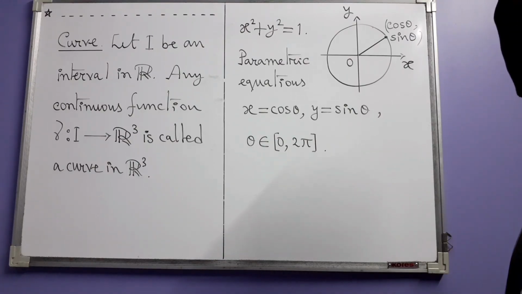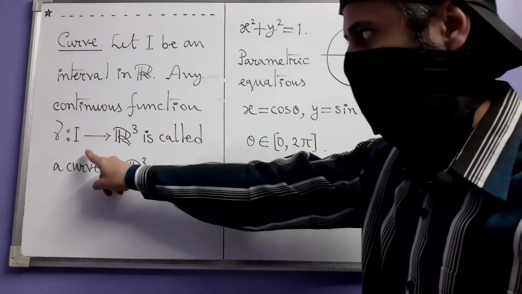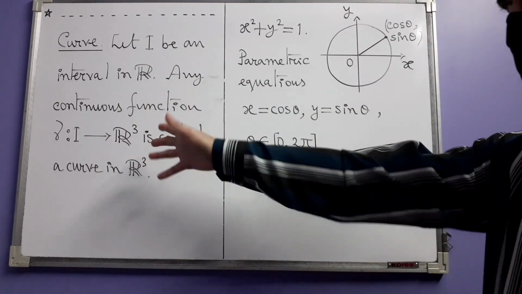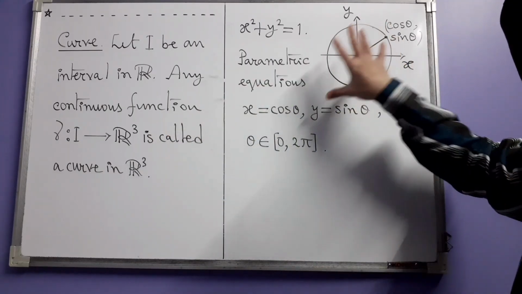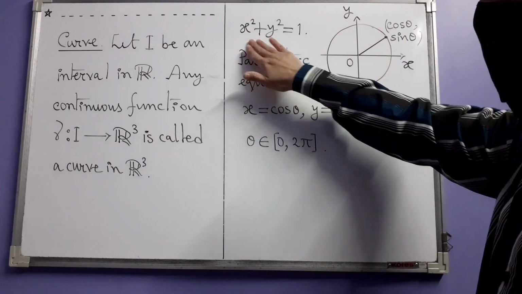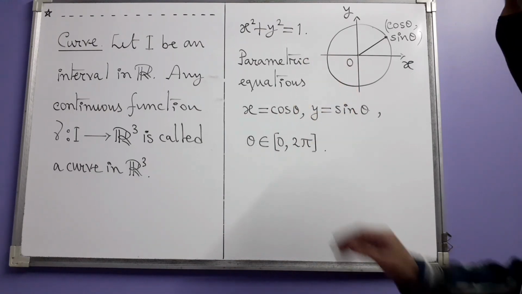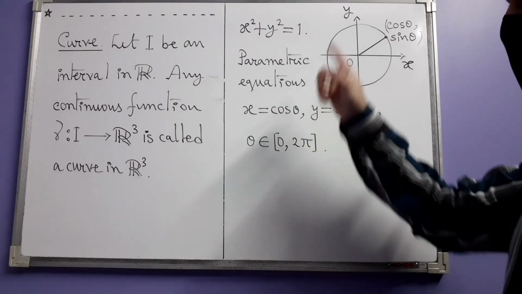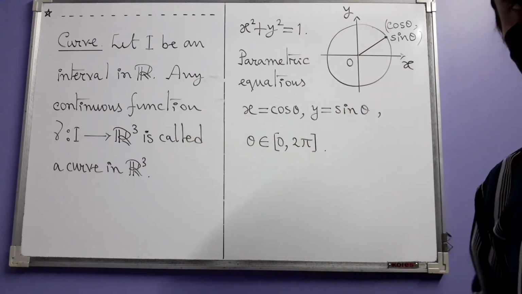In that sense, we say that the continuous function gamma from I to R3 is called a curve. But still it's not clear how this is related to this. In this case, I already know that this is the Cartesian equation of my circle, and this is parametric equation. Okay. Then what is that R of alpha in this case, and what is gamma in this case?